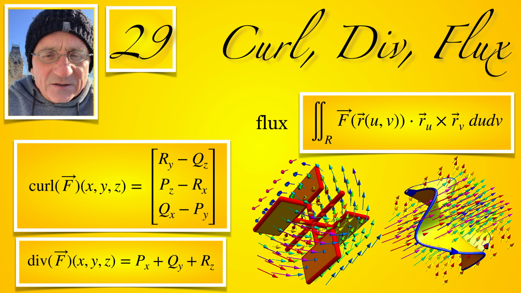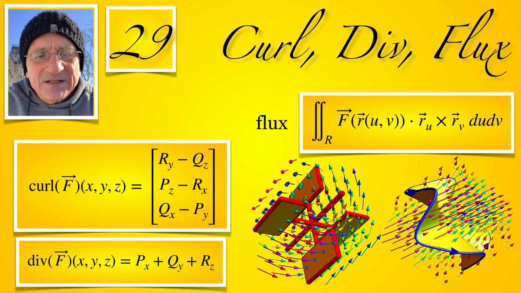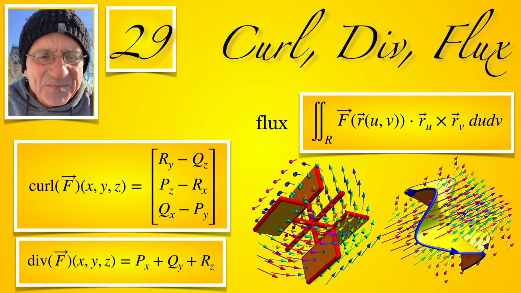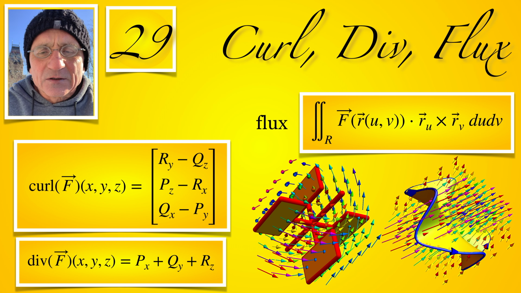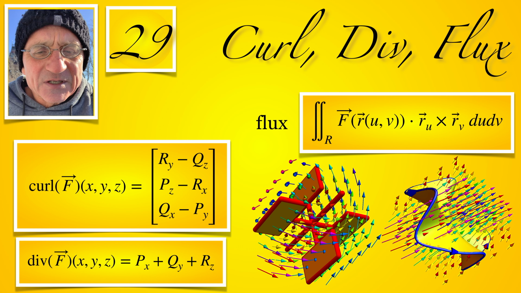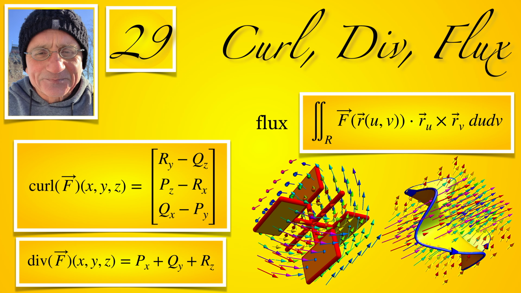In three dimensions, the curl of a vector field is a vector field again. The divergence, however, is a scalar field, a function. The flux of a vector field through a surface is a double integral, the double integral of the dot product of F with ru cross rv. It is the amount of field which passes through the surface in unit time.